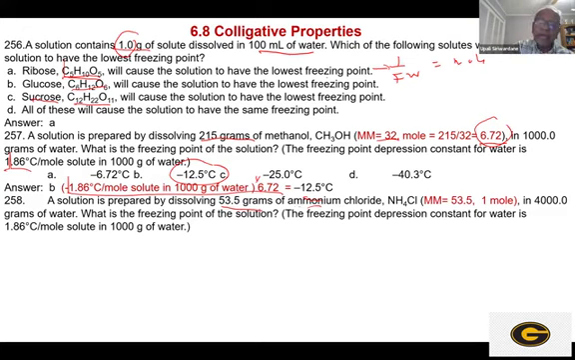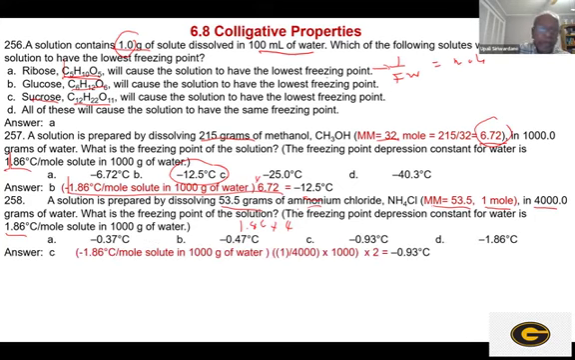A solution is prepared by dissolving 53.5 grams of ammonium chloride. Formula mass is, I calculated, 53.5 is 1 mole, in 400 grams of water. What is the freezing point of the solution? So per 1,000 grams, this has to be 1 mole. 1,000 grams is 1/8... therefore, 4 times 1.86. I did the calculation.